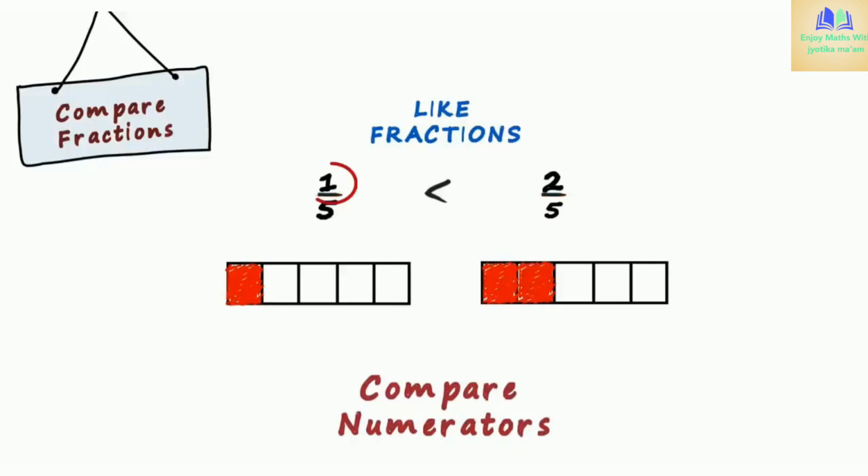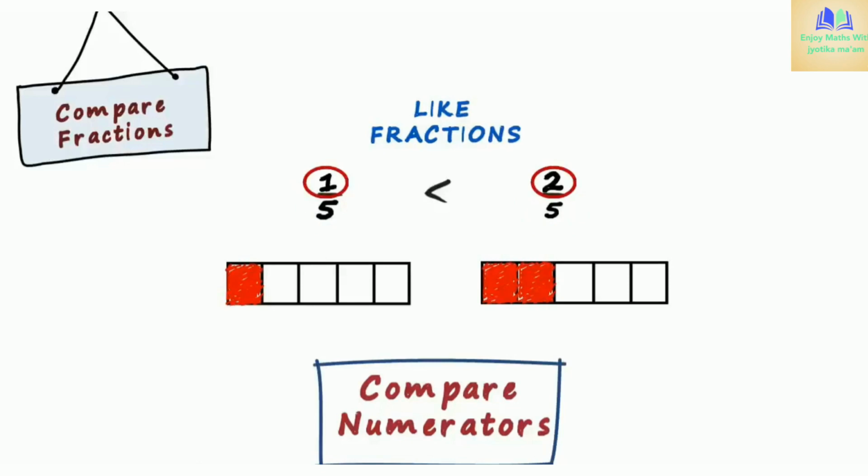What did we actually do to compare them? We just compared the numerators, that's all. Since 1 is less than 2, we could say that 1/5 is less than 2 by 5. If the fractions are like, that is they have the same denominators, then we just have to compare the numerators.